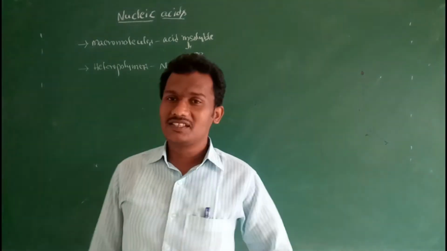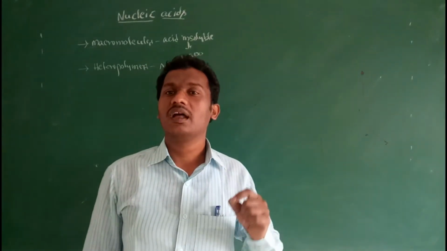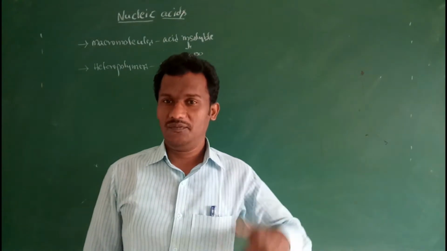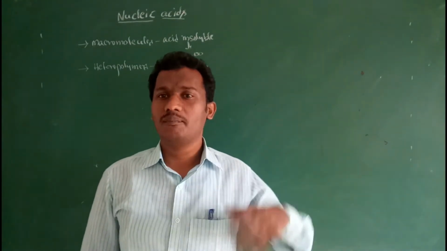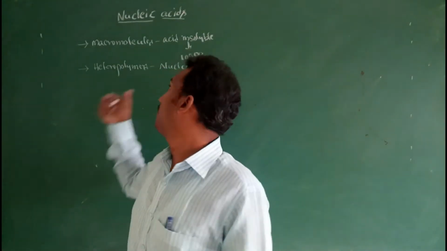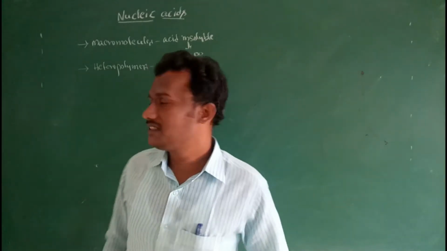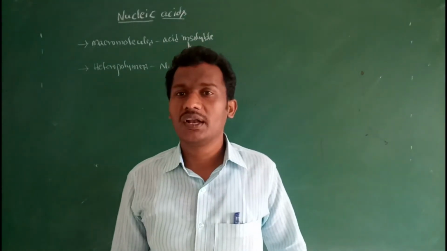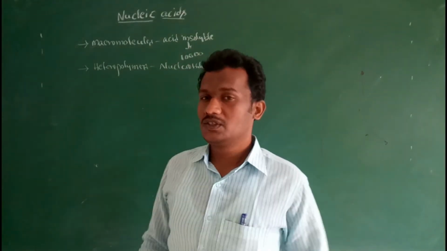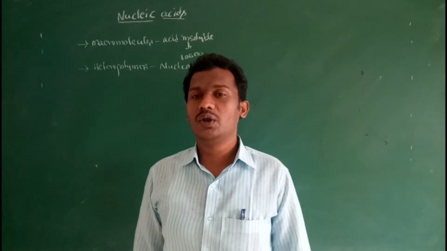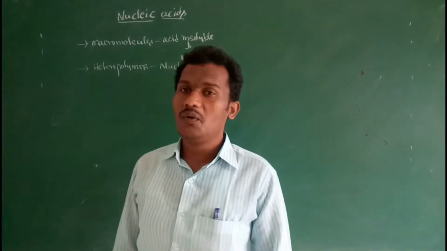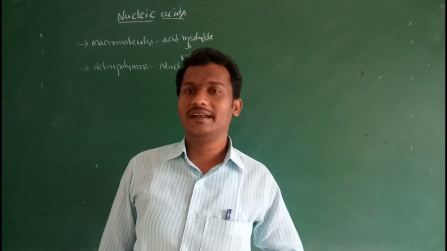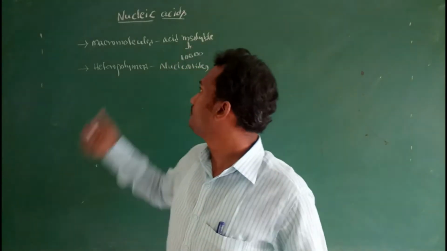So nucleic acids are polymers of nucleotides. Millions of nucleotides are present in nucleic acids. Nucleotides are the building blocks of nucleic acids. Four different types of nucleotides are present in nucleic acids, in both DNA and RNA.